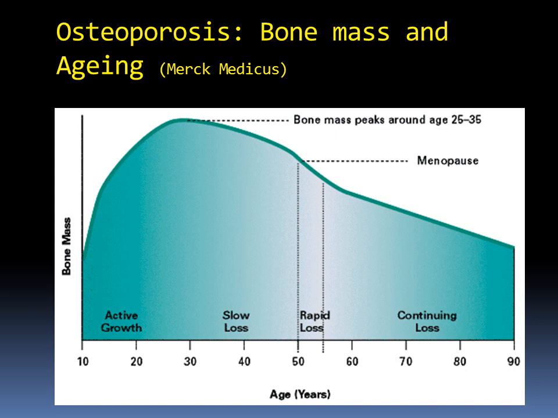Our bone mass will have a rapid loss in the early 50-year mark because of menopause in women. We can see on this slide that our peak bone mass occurs between 25 and 35, and from there on it is a slow downhill until that menopausal period where you've got that rapid loss, and you can see that steep dip in the curve, and then a continuing loss from there on.